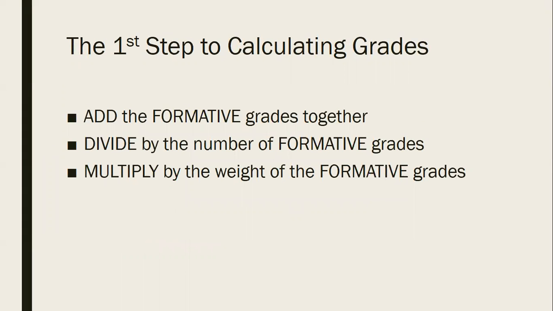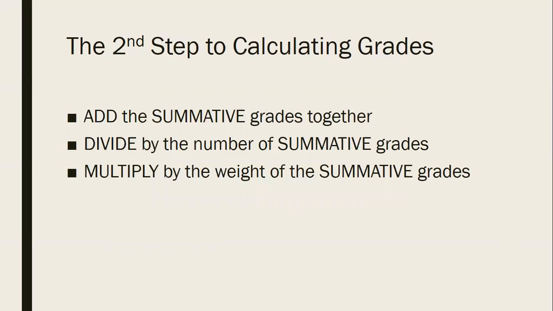So the first step to calculating your grades is you need to add the formative grades together, divide by the number of formative grades, and then multiply by the weight of the formative grades. There's 3 steps to this whole process. This is just the first step, focusing on formative. So add, divide, multiply. Remember that. Add, divide, multiply.